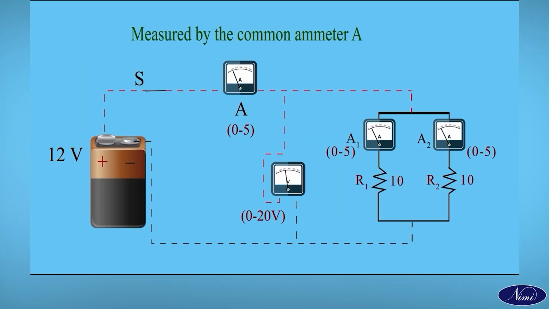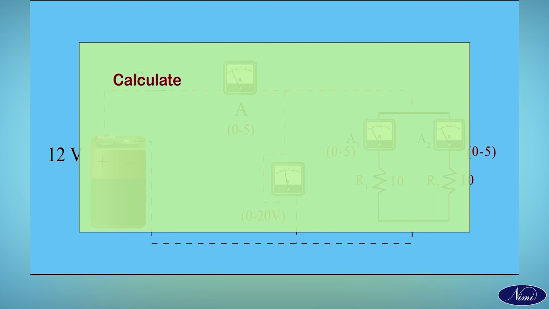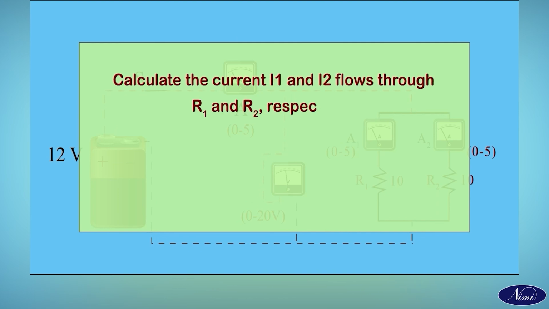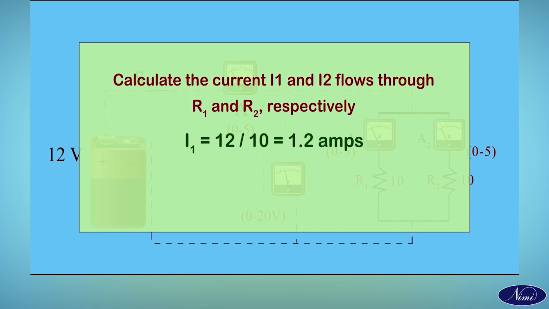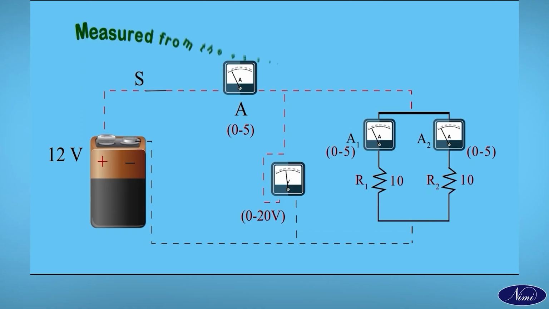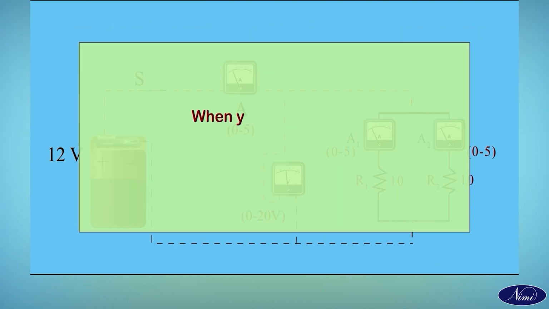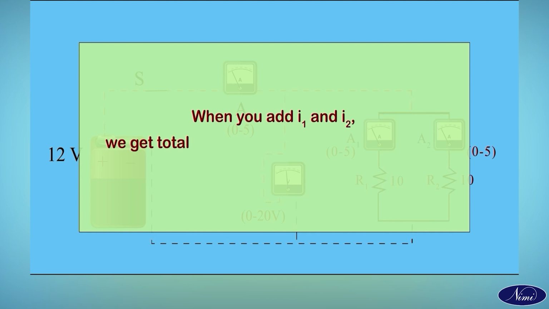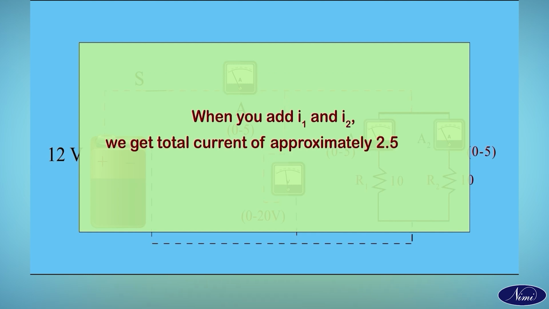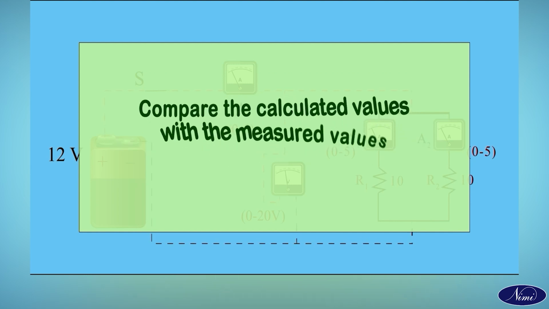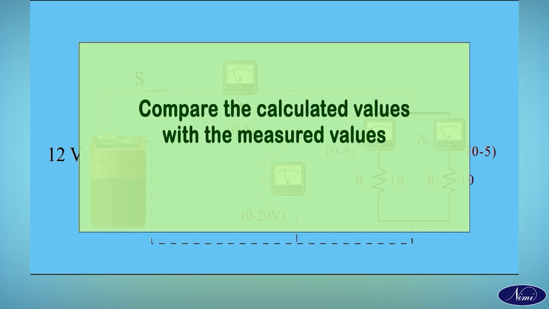Calculate the current I1 and I2 that flow through R1 and R2 respectively. I1 = 12/10 = 1.2 amps. I2 = 12/10 = 1.2 amps, measured from the ammeters A1 and A2 respectively. When you add I1 and I2, we get a total current of approximately 2.5 amps. Compare the calculated values with the measured values.